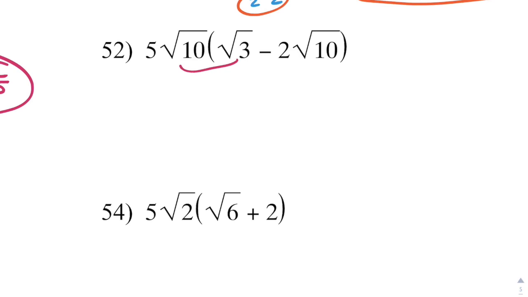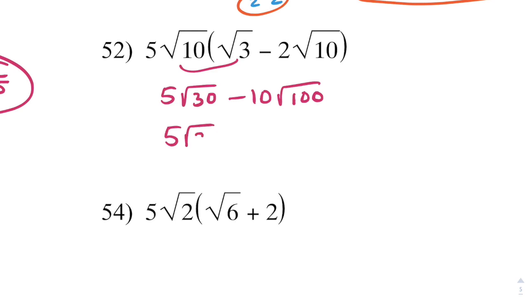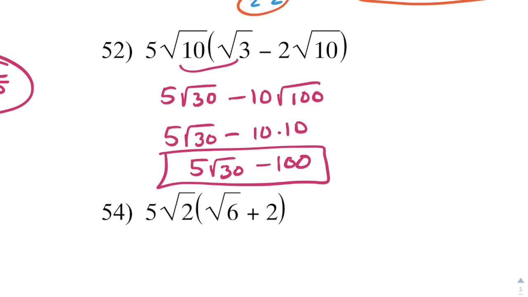This one, we have 5 square roots of 30. And I get minus 10 square roots of 100. Well, listen, the square root of 30 is 6 times 5, which is 2 times 3 times 5. That one's going to stay exactly the same. You can't simplify that. This one ends up being 10 times 10. So we get 5 square roots of 30 minus 100. And that is done.